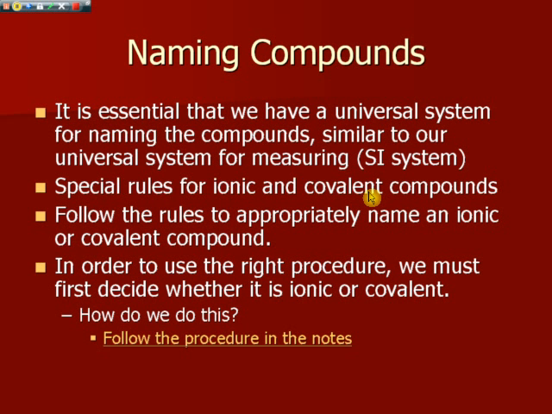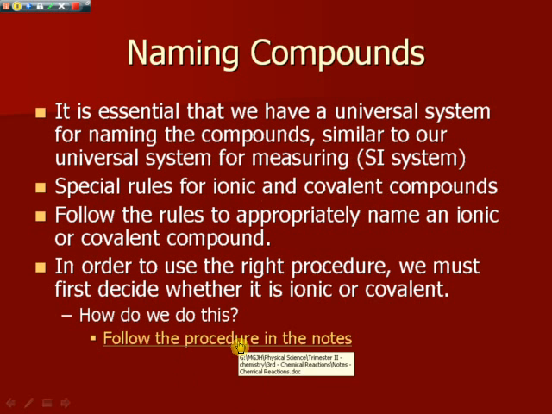Remember that an ionic compound is one that happens between a metal and a nonmetal, and covalent compounds are those that exist between two nonmetals. So if we look at a chemical formula and we see a symbol for a metal and one for a nonmetal, we're going to use the ionic procedure. But if all we see is nonmetal symbols for elements, then we're going to use the covalent compound procedure.